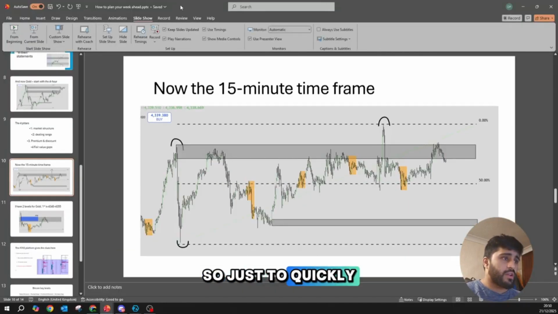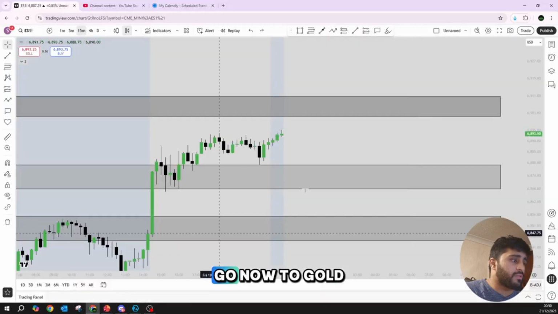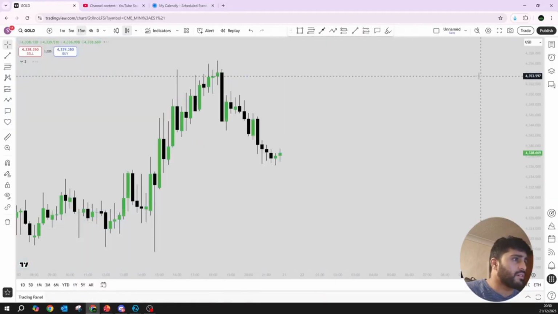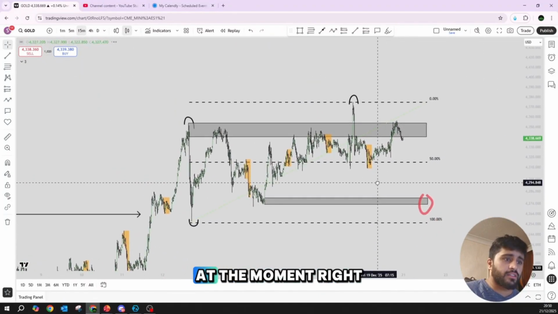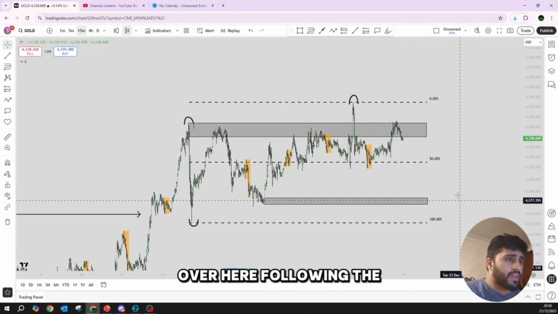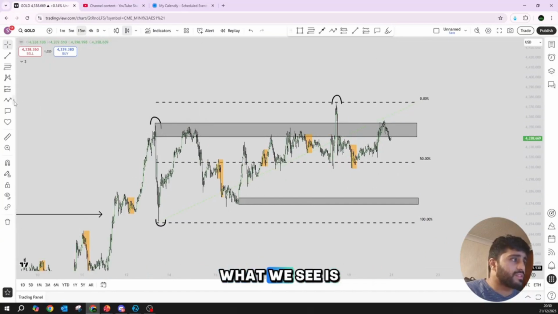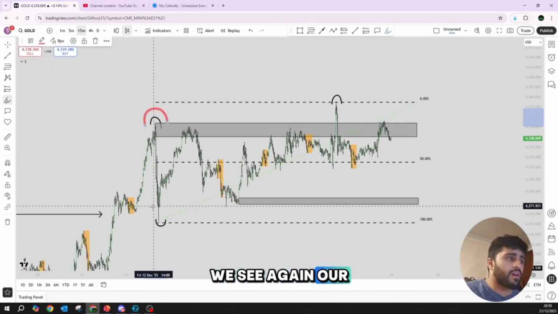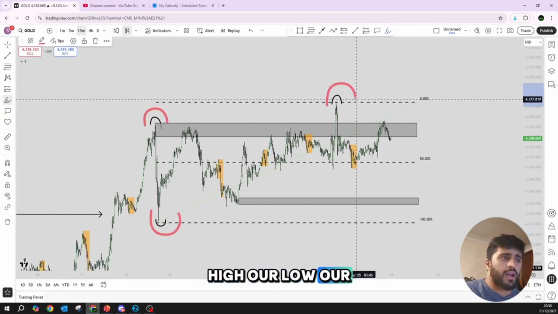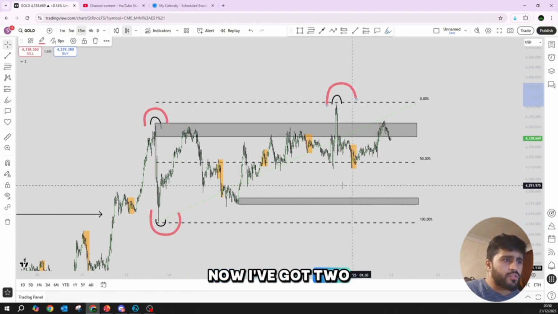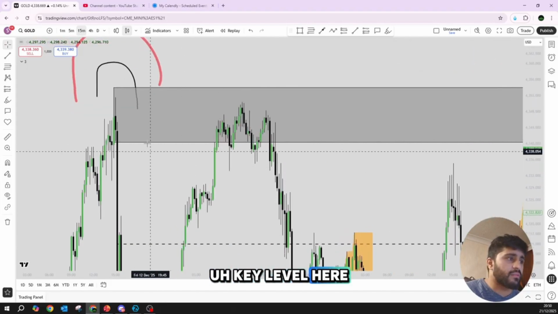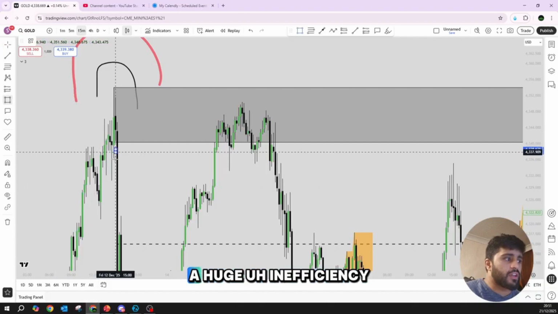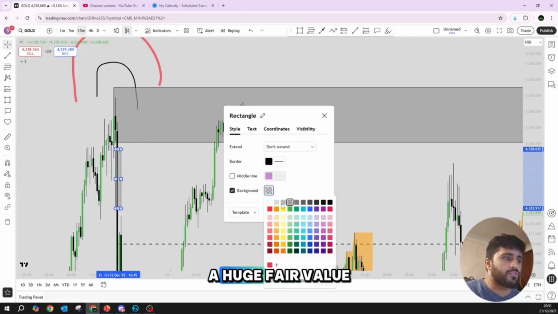So just to quickly mark that up on the charts, if we go now to gold, NQ gold. So this is how my gold chart is looking at the moment, right? So what we have over here, following the 4 pillars, what we see is again our high, our low, our high. Now I've got 2 levels I want traders to focus on. The first is this key level here. The reason why is because we left a huge gap, right? A huge inefficiency over here, a huge fair value gap.